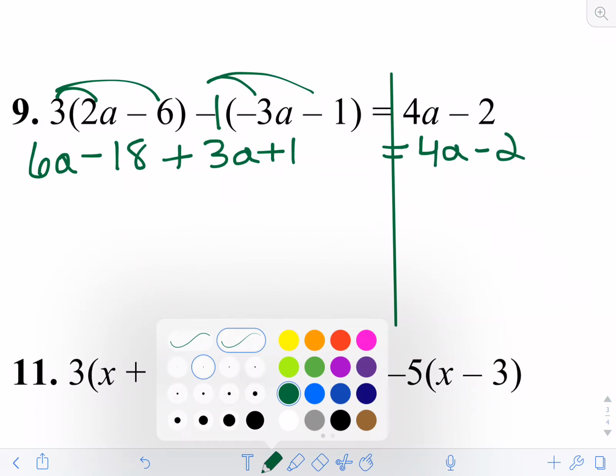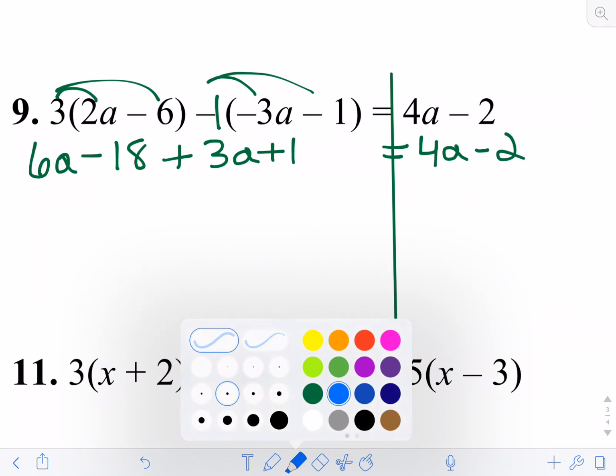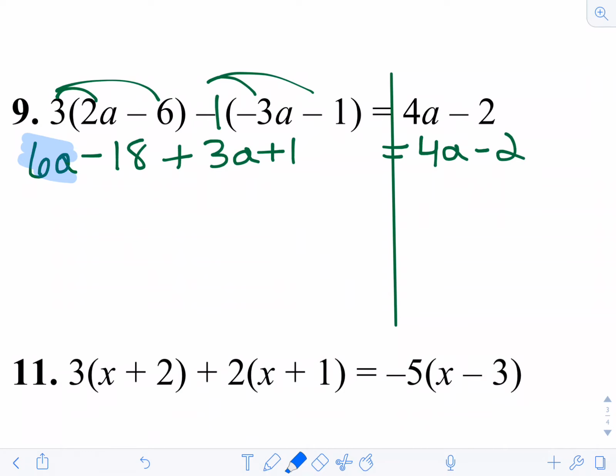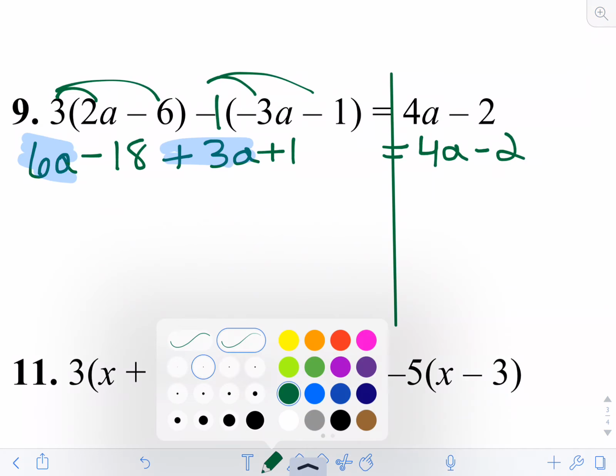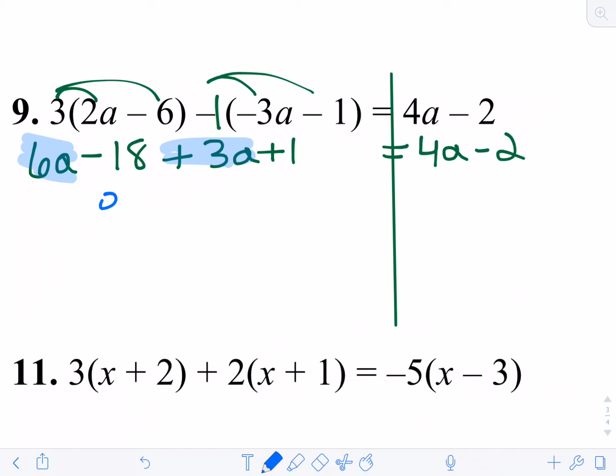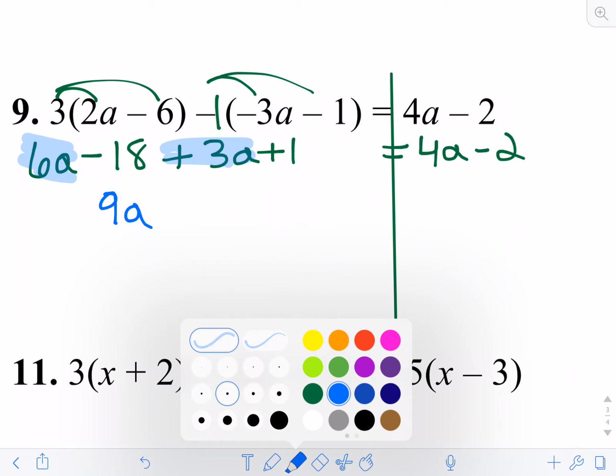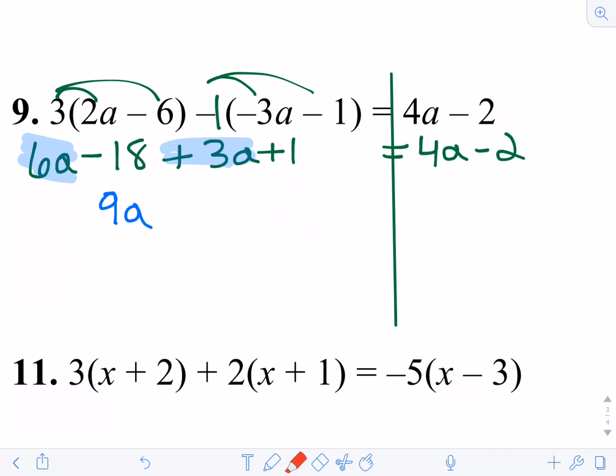And then I'm going to combine my like terms. So when I combine my like terms, I have a 6a and a 3a I need to combine. So that will give me 6 and 3 is 9. So there's 9a. And then I also have a -18 and a positive 1 I need to combine, which will give me -17. So -17. And I still have is equal to 4a minus 2.